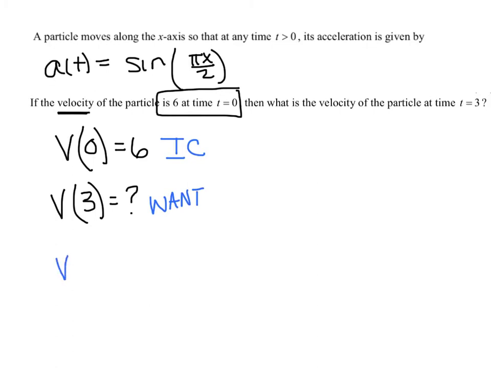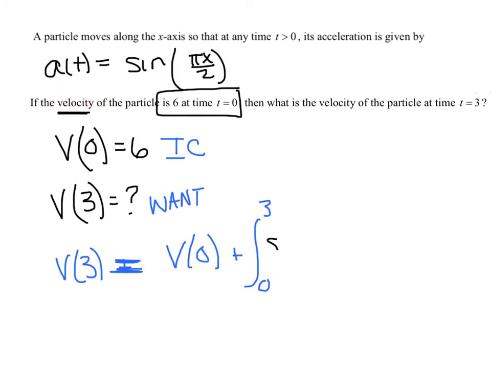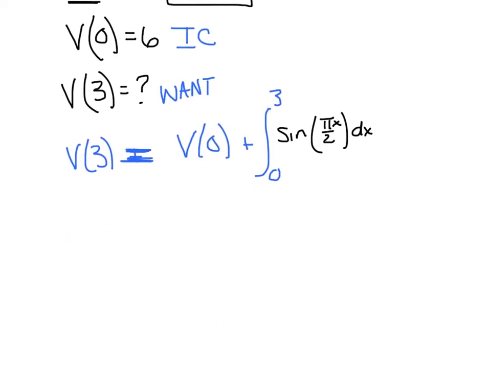It's what I want, v of 3, plus the initial value, equals the initial value, v of 0, plus the integral. These bounds have to match from 0 to 3. Now, who are you integrating? Who do you want? Well, we have acceleration and we want velocity, so we have to integrate acceleration. The sine of pi over 2 times x there, dx. All right, so once I have that, the rest should flow pretty quickly. I'm looking for v of 3, so we'll leave that there. I know v of 0 is 6. Okay, now I have to integrate.